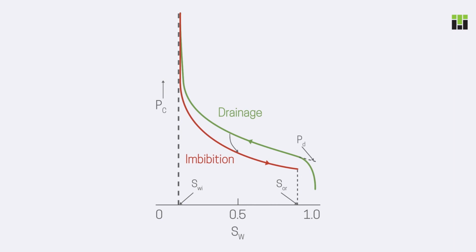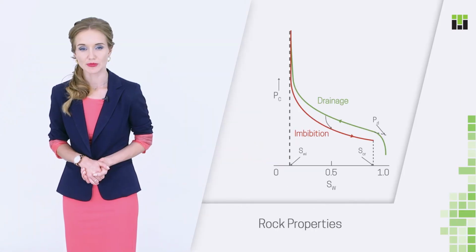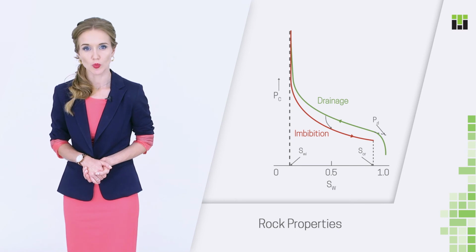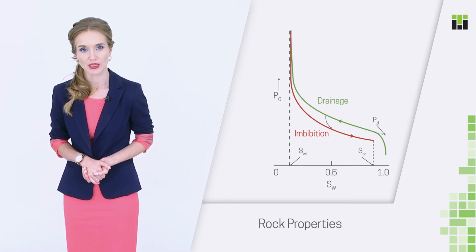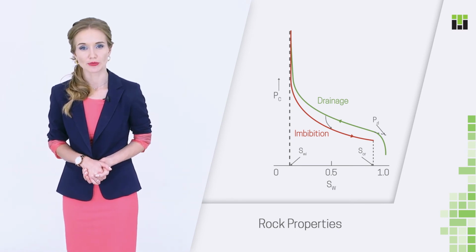Pressure PD is the initial displacement pressure that I mentioned earlier. Note that at irreducible water saturation, capillary pressure tends to infinity. Thus, let me repeat, if you want water to displace oil efficiently, we need to create a certain pressure.